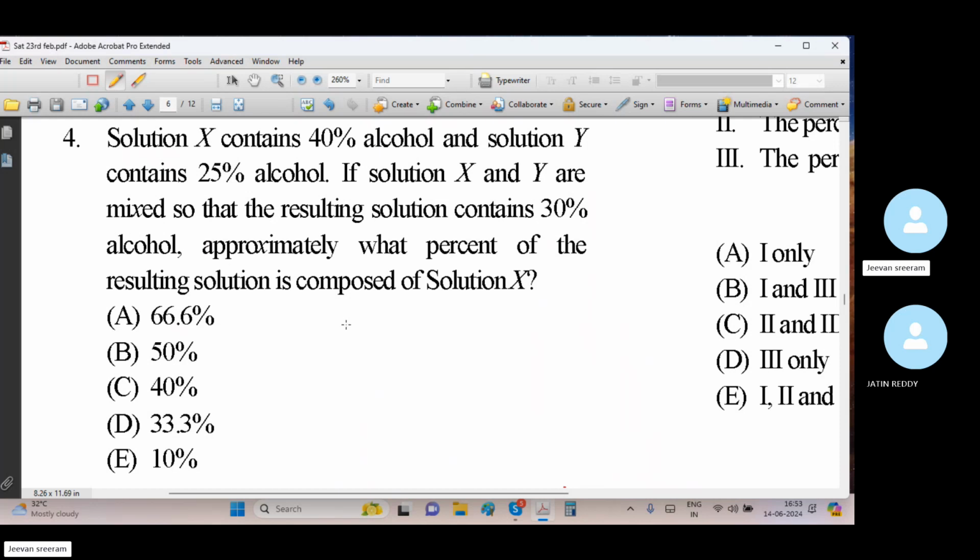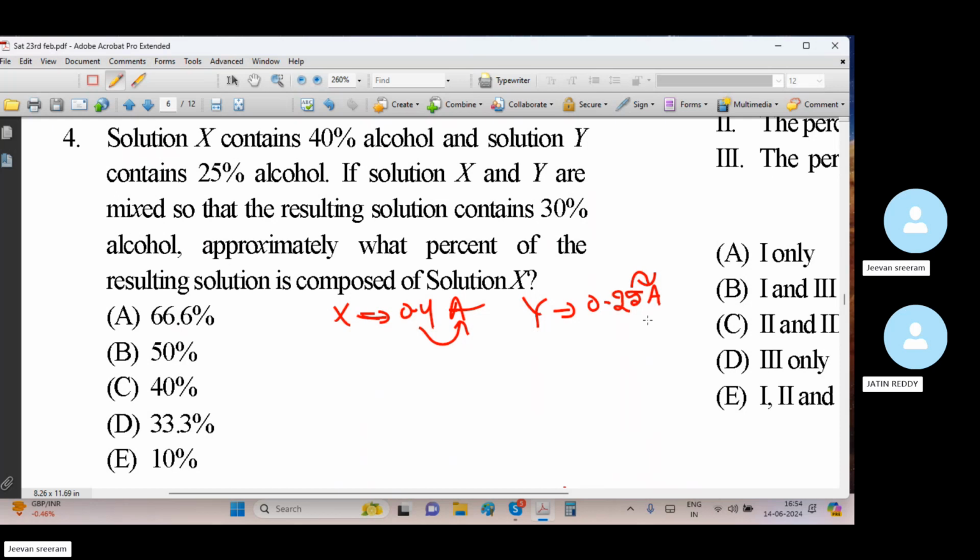Let's see whether you did it in the same way or not. Solution X contains 40% alcohol, which means 0.4 times alcohol. Solution Y contains 0.25 times alcohol. Alcohol in X is 0.4 X. Alcohol in Y is 0.25 Y, right?